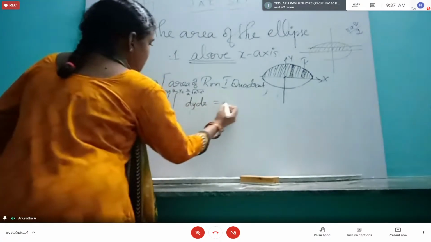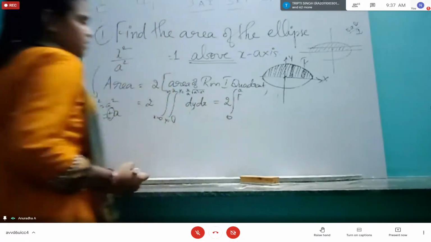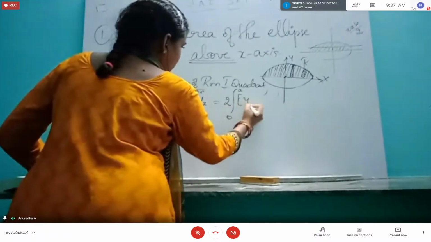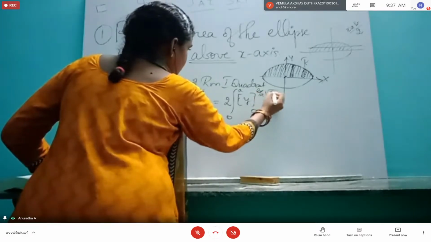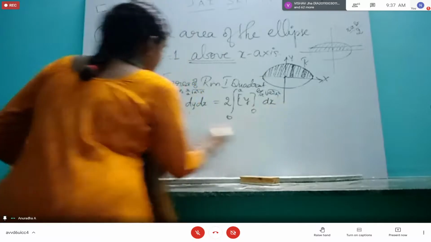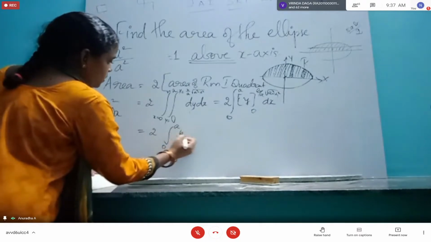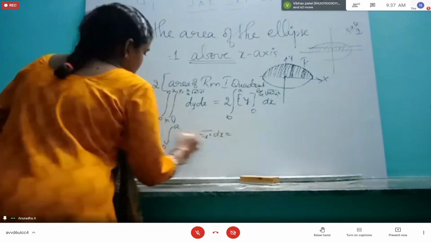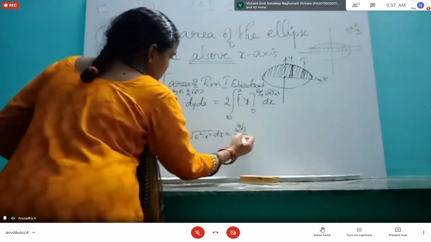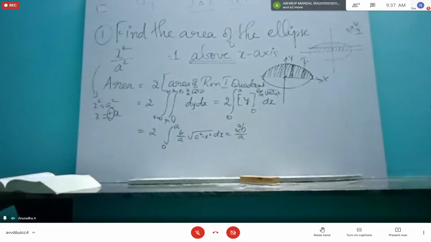So the integration of dy is y. I will have the integration from 0 to a, the outer limit I am writing. Now the integration of dy is y, for that we have to apply the limits 0 to b by a root of a square minus x square, and dx is remaining. So the answer will be the integration from 0 to a of b by a root of a square minus x square dx. b by a I can take outside. Integration of root of a square minus x square, the formula, please. Anyone remembers? Yes, ma'am, I do remember.